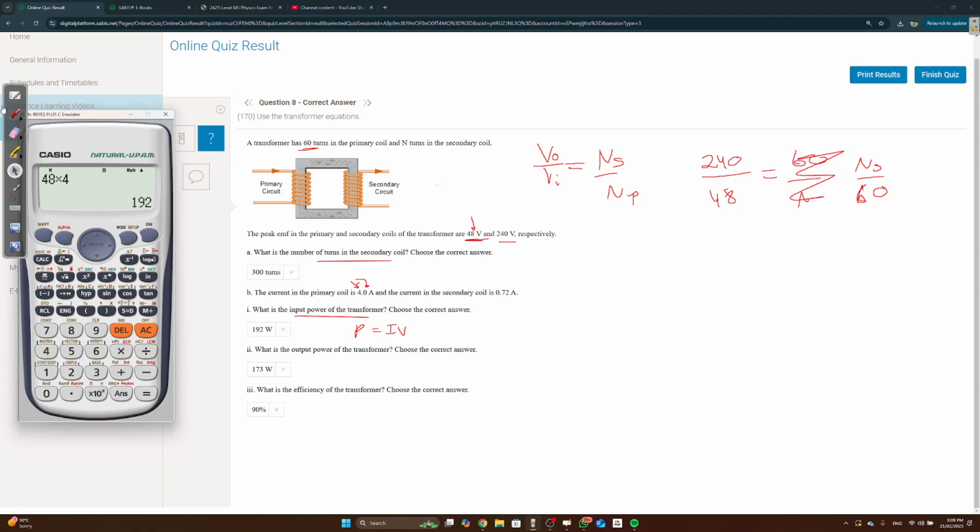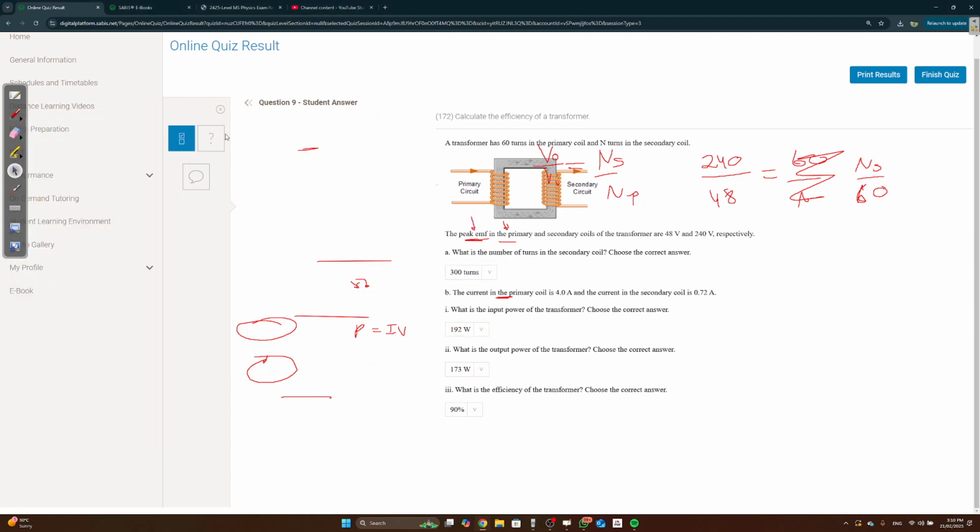What's the output power of the transformer? Okay, 0.72 times 240. You get 172.8, so approximately 173. How do you find efficiency? Output divided by input times 100. You're going to get 173 divided by 192, and you get 90%. Yeah, that's pretty much it.